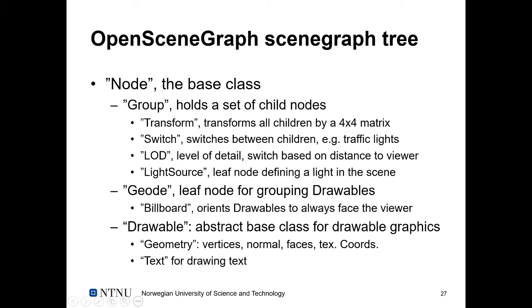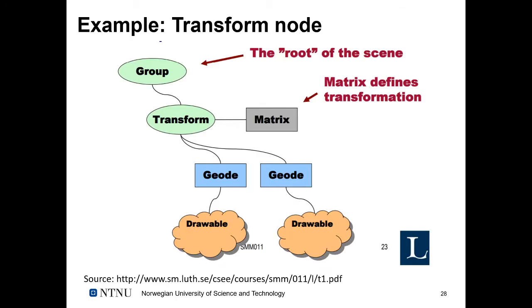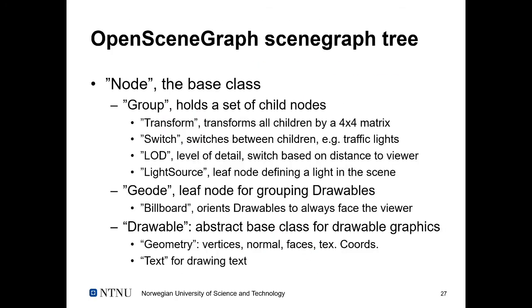Inside this drawable you also have the possibility for drawing text. So you don't need to copy images from online, but you can get some quite nice text rendering using these engines. So here's an example of a transform node, which was mentioned here.